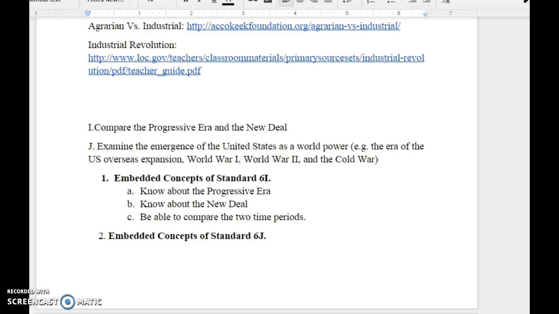This week we are looking at Standard 6I, which states compare the Progressive Era and the New Deal, and 6J, which says examine the emergence of the United States as a world power. And then it's got the era of the U.S. overseas expansion, World War I, World War II, and the Cold War.